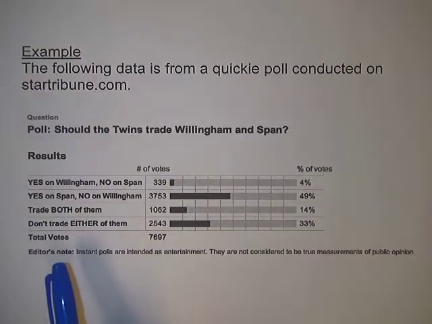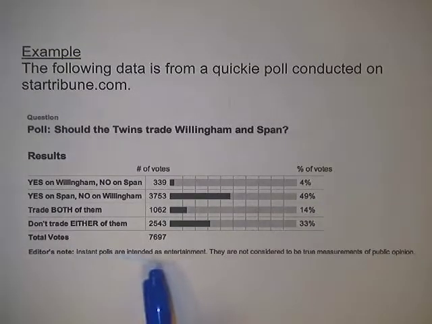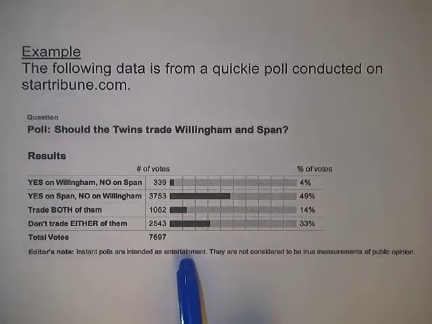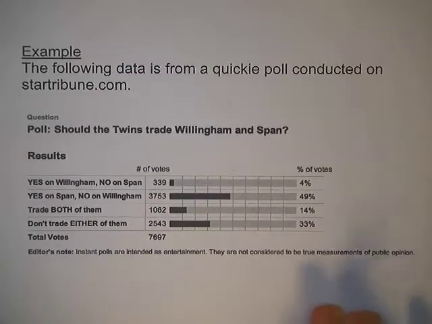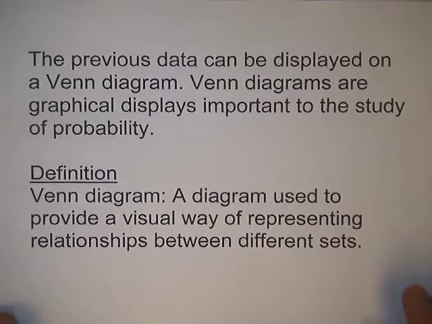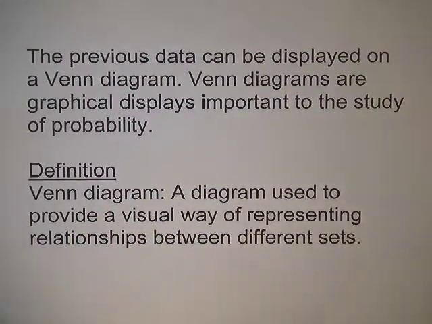It's always good to read the editor's note here. Instant polls are intended as entertainment. They are not considered to be true measurements of public opinion. But it gives us a nice data set to work with, even though quickie polls are generally just used for entertainment. Alright, so the previous data can be displayed on a Venn diagram.